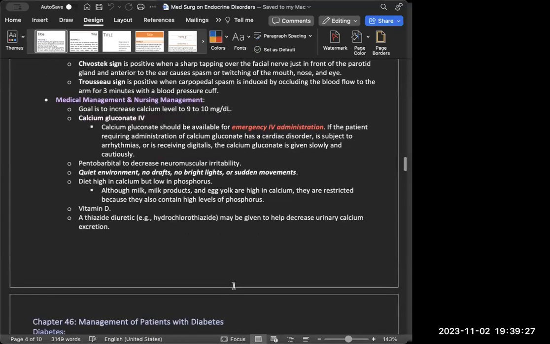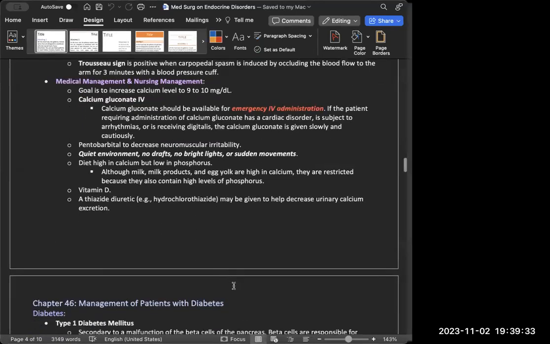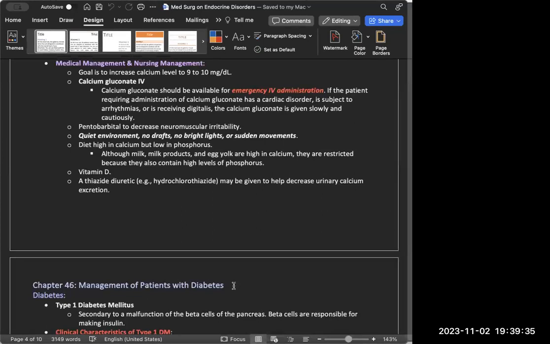So I don't need to go into too much of the management because we kind of already talked about that. But another important point that I wanted to add is that we want to have quiet environments, because when they have hypocalcemia, we're talking about stimulation. So it's still the idea. Anything that causes stimulation or stimulatory-like effects, we want a calm environment, okay?